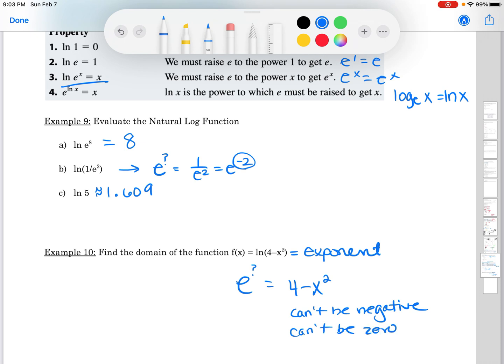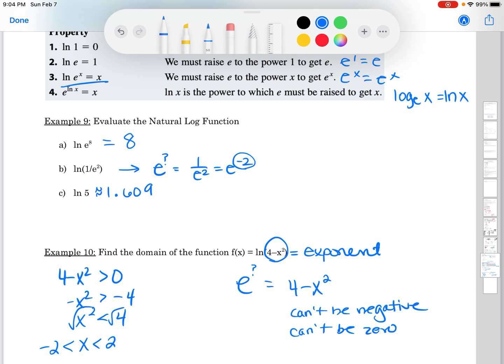And that's because e has some value. Even e to the 0 power is going to give me 1. E to a negative power is just going to be 1 over e to something. So I'm never going to get 0 there. So it can't be negative, it can't be 0. That means whatever I'm taking the natural log of has to be greater than 0. So now we can just solve this. I'll subtract the 4. Remember, when I divide by the negative, I'm going to switch the symbol. And then when I square root, I do get plus or minus. So x is less than 2, but greater than negative 2.